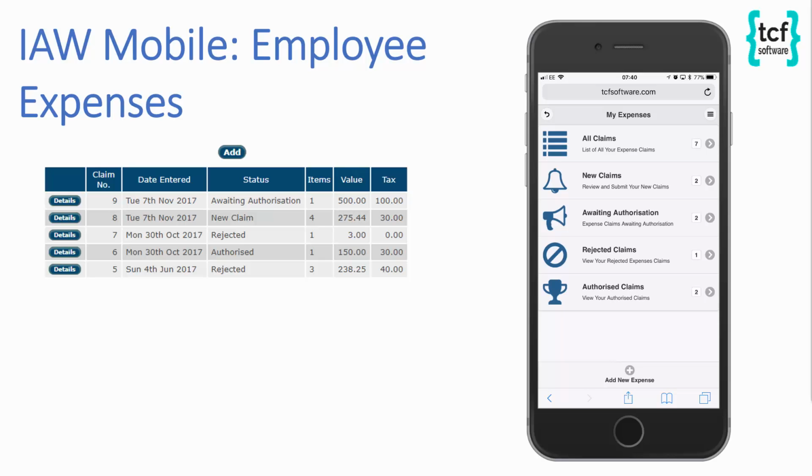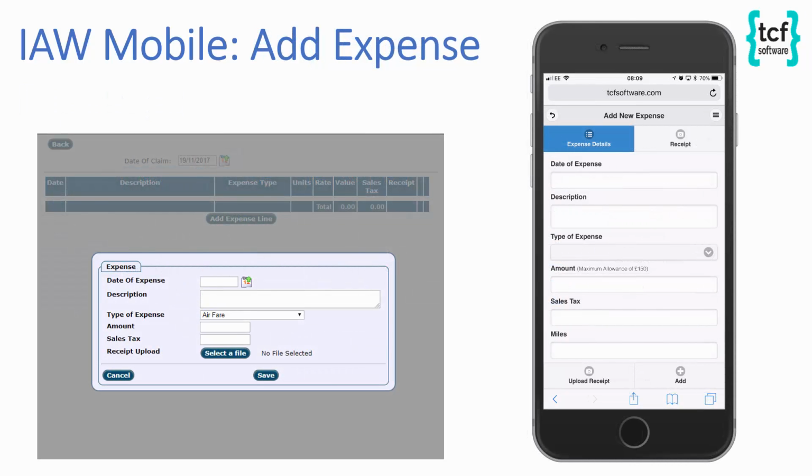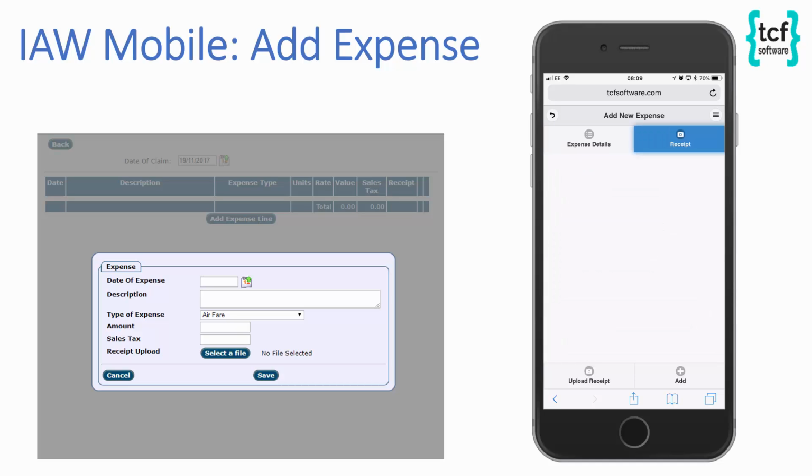So next up, let's add an expense. Okay, so this is the add expense screen. As you can see, the format is that we've got two tabs on the top. First one shows you the expense details. Second one shows you the receipt, if there's been a receipt loaded in there.